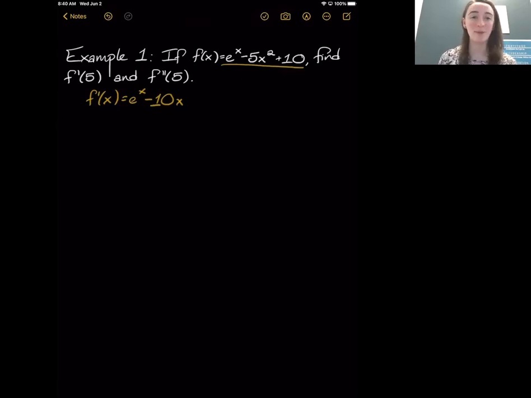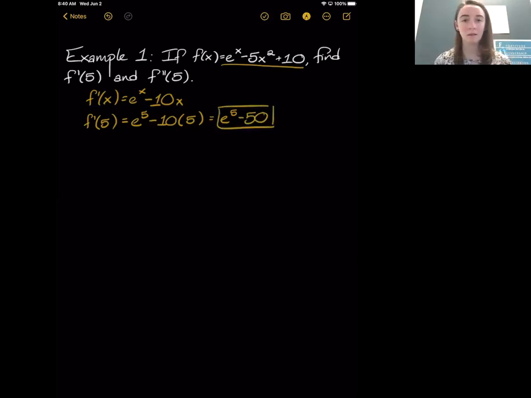But we want to find f prime of 5, a specific x value. So we'll do that by plugging in a 5 wherever we see an x. So f prime of 5 is equal to e to the 5th power minus 10 times 5. And we can simplify this to say e to the 5th, a negative 10 times 5 is negative 50. So this is e to the 5th power minus 50. Awesome.